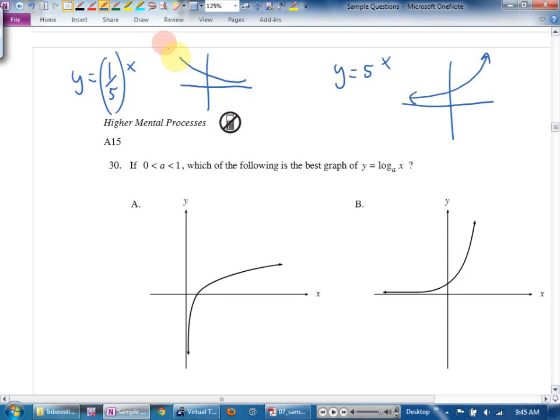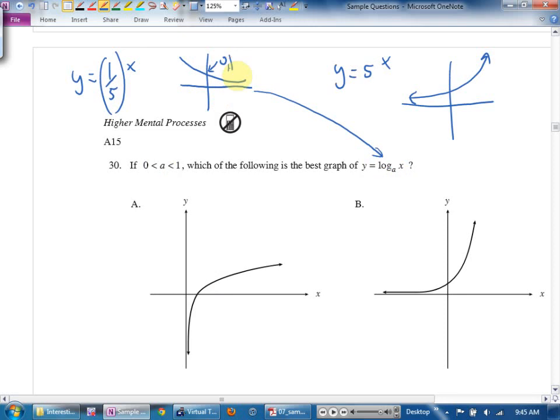There are growth and decay, and it all depends on whether your base is a fraction or not. So what I would do to answer this question is sketch this really quickly, and then this is also a fraction. It's the inverse of this thing. So, for example, this goes through 0, 1. Mine's going to go through 1, 0.